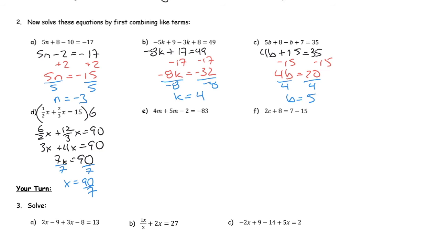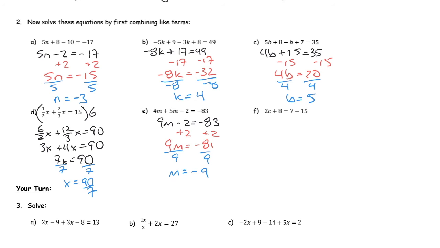This next one, 4m plus 5m is 9m, minus 2 is equal to negative 83. Now I want to get rid of the second term, so I'm going to add that second term to both sides, so that'll be 9m is equal to negative 81. And I like where that's going because I know that 81 is divisible by 9, and that'll get me negative 9.